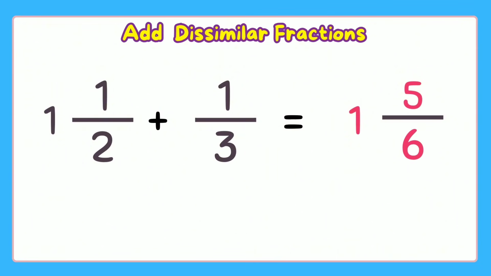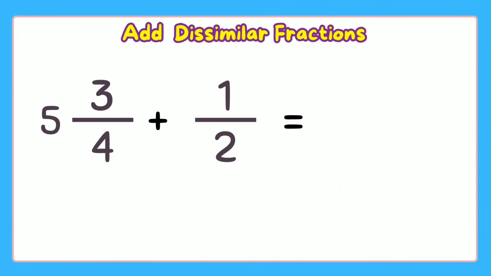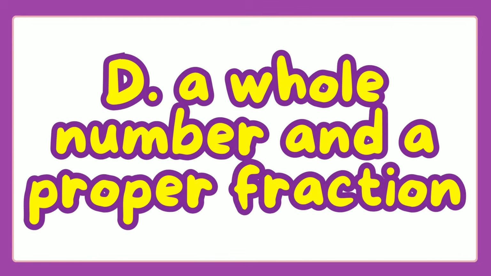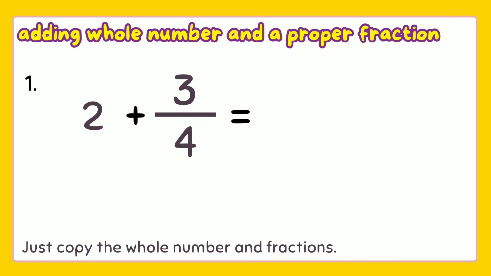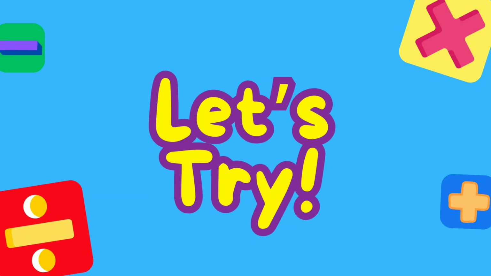1 and 5, 6. 6 and 1/4. Letter D, a whole number and a proper fraction. 2 plus 3/4. All we have to do is to just copy the whole number and fraction. So the final answer is 2 and 3/4. Let's try.